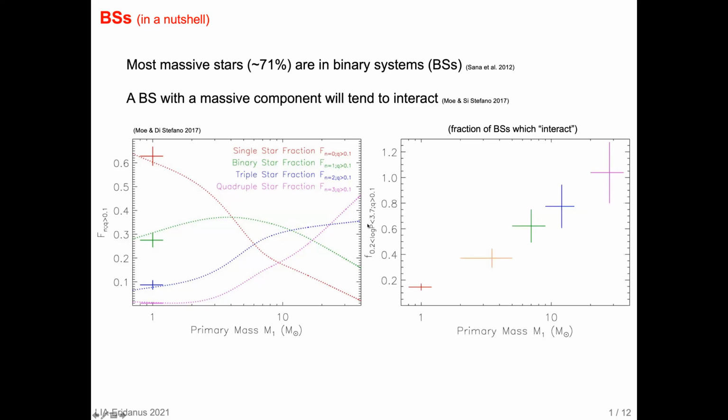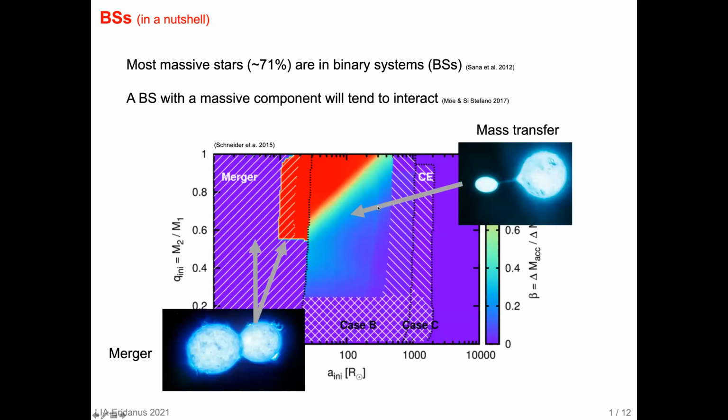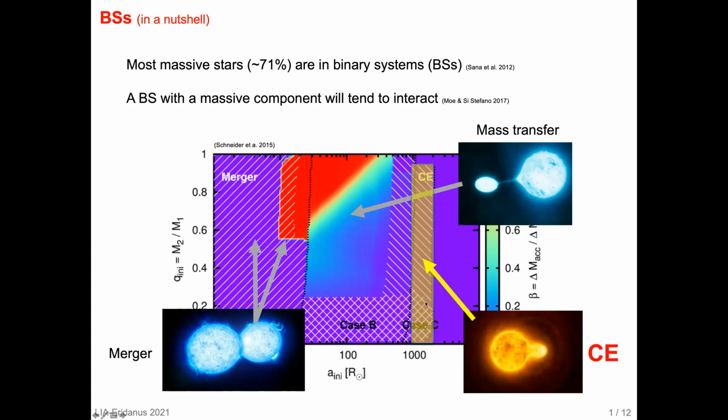Not only that, but here I'm showing the fraction of these stars that will interact. Above about 5 solar masses, around 50% of those massive stars will interact. By interact, we mean, and here is a nice plot that Fabian Schneider made, that there will be mass transfer from the most massive star to the other member of the binary system. They can merge if they are born very close. But there can also be a phase called common envelope, where the most massive star has a really big envelope, and this envelope is common to both stars.